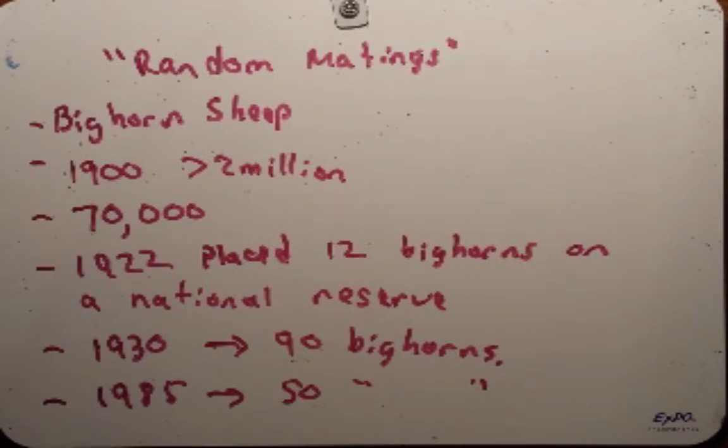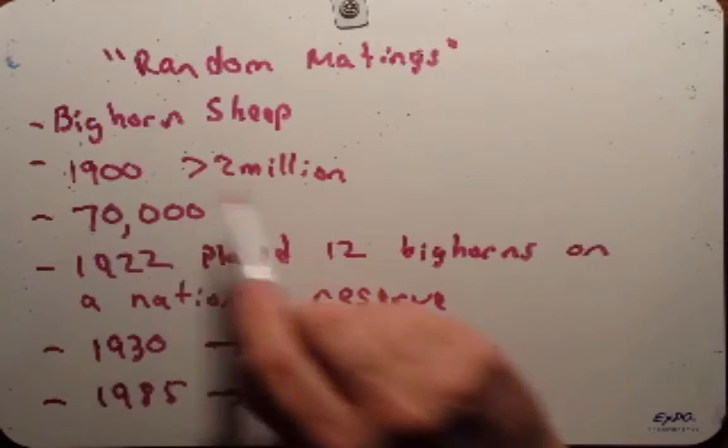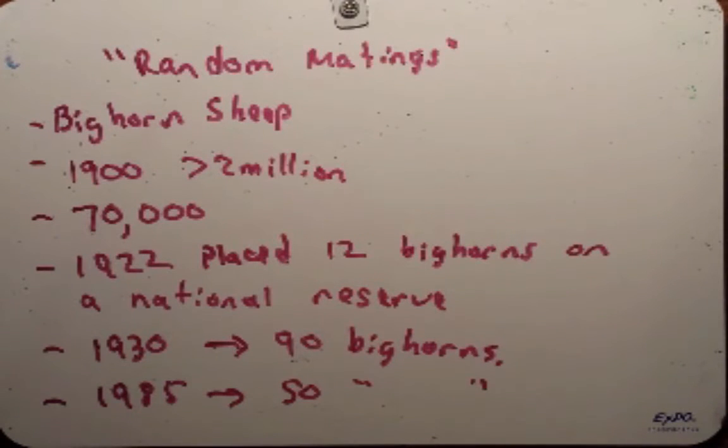Let's go back here and look at our original 2 million sheep. When this population was thriving out west, they met all the conditions. It was a large population, random matings, no natural selection. But when people came out there, their numbers started to drop. And they fell out of Hardy-Weinberg equilibrium. And that's why their numbers dropped to 70,000 and continued to drop.